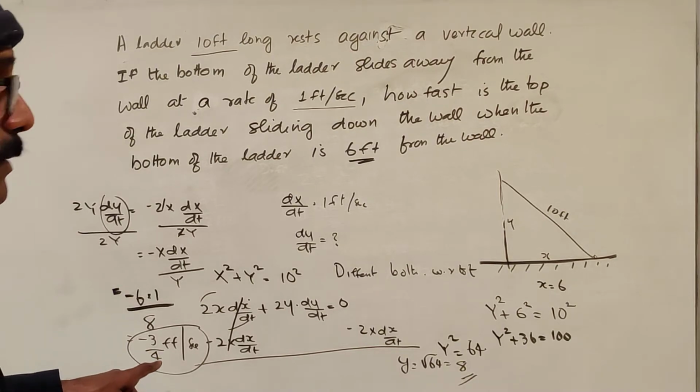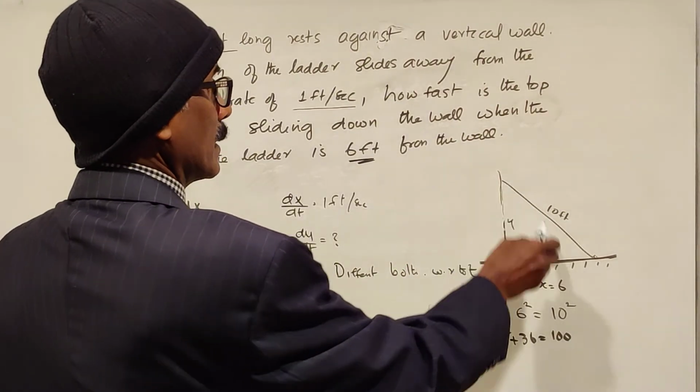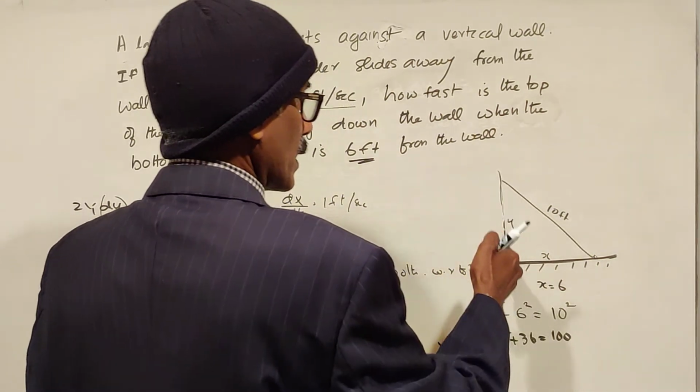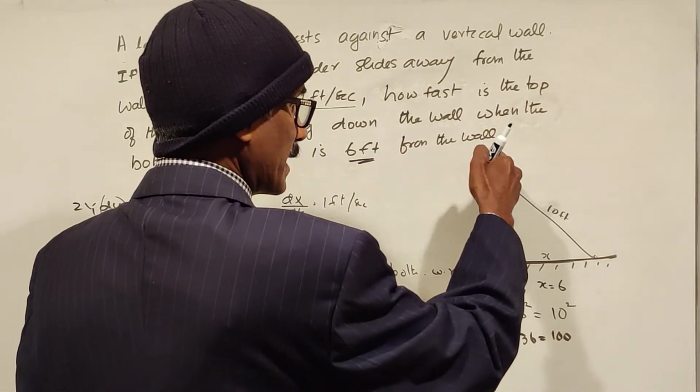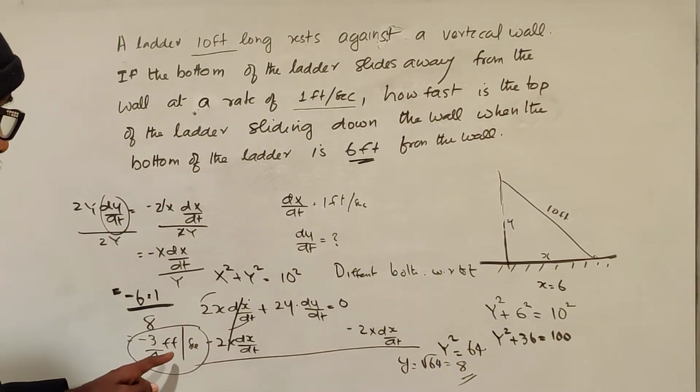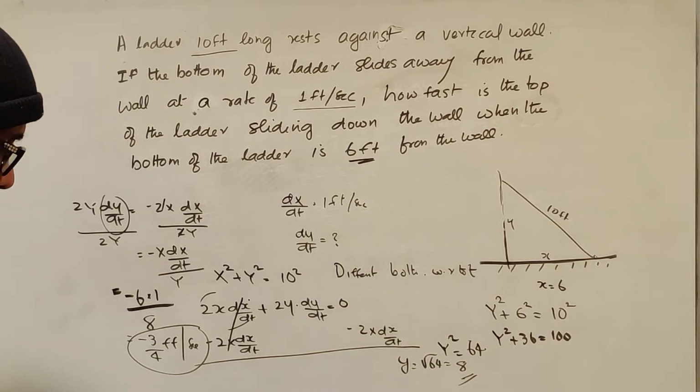Why this minus? Because x is moving away, y is moving down. Because of that direction, the negative sign. Negative 3 by 4 feet per second. Okay, one more time.